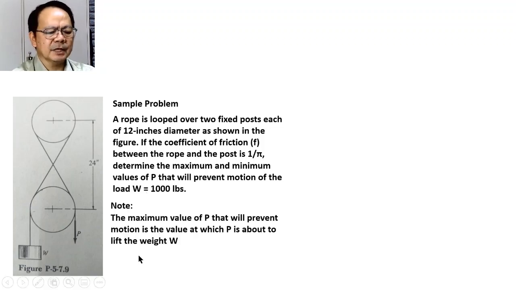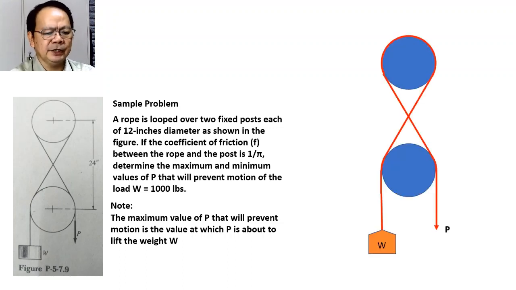The maximum value of P in the problem is the P that is about to lift the weight. Yung bang P na halos may hila mo na pataas itong W. And to show an example of how this will look, let us imagine that we redraw this figure in this manner, and let us show how we will be showing the maximum value of P that will start to lift this weight W. And this is how it will be shown.